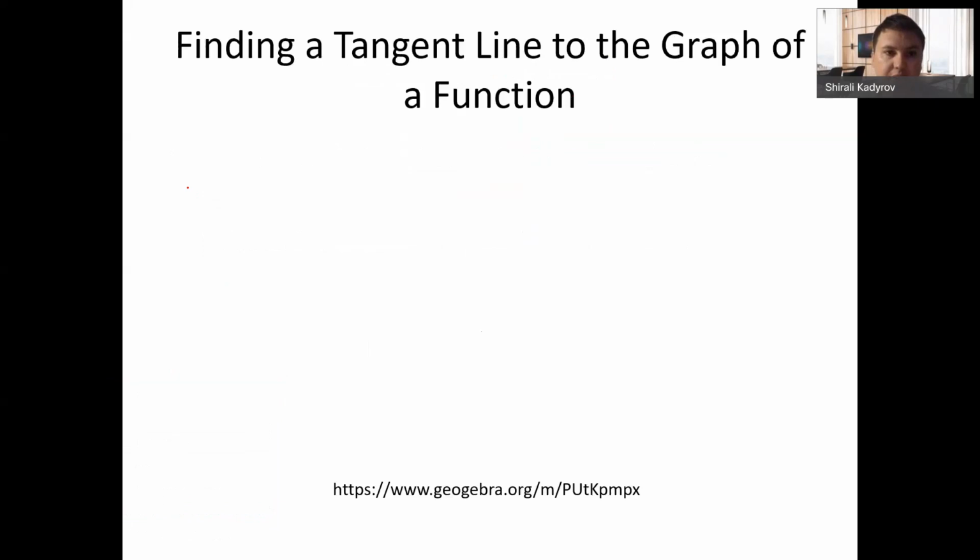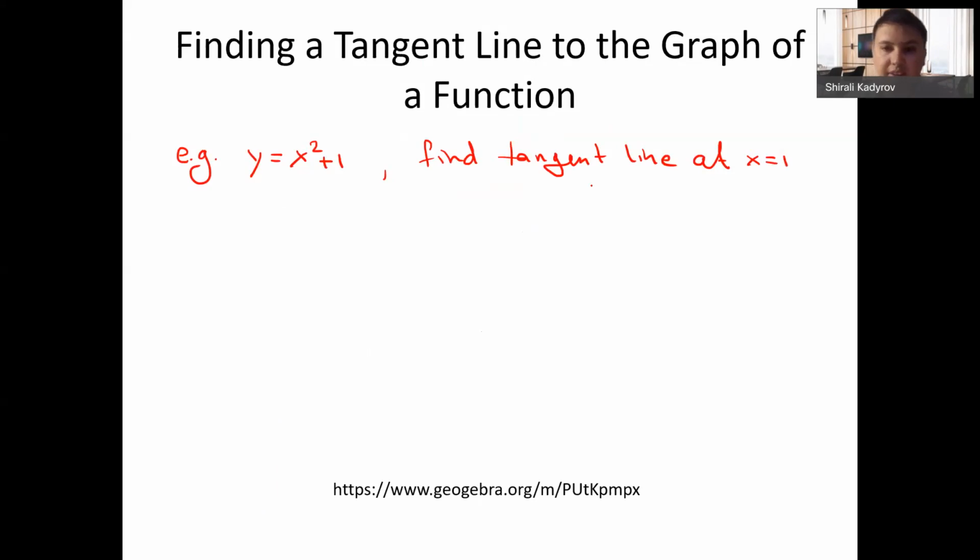Tangent line to a graph of a function. I'll start with an example. Let's say that I have a function y is equal to x squared plus 1, and let's say that I want to find a tangent line at x equal to 1. Tangent line in Kazakh means ranama.